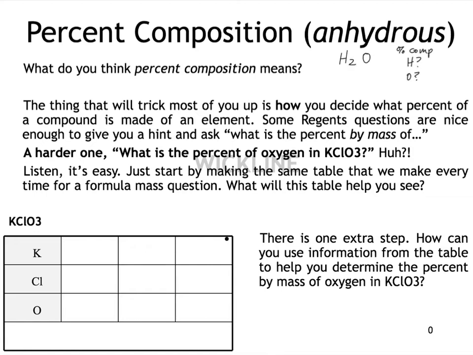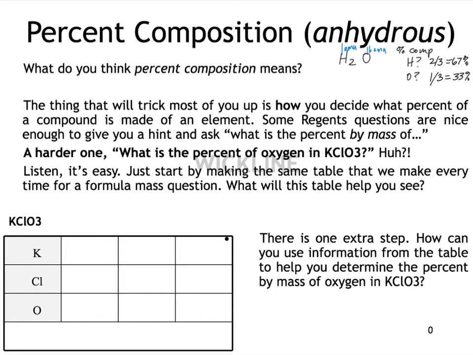Because if we really just judged it by the number of atoms, then we could say, okay, for hydrogen, 2 out of 3 atoms in this molecule are hydrogen, so it's 67% hydrogen, and then oxygen, 1 out of 3 atoms is oxygen, so it's only 33% oxygen. But this isn't entirely fair, because the mass of hydrogen is actually only 1 AMU, and the mass of oxygen is actually a lot heavier at 16 AMU.